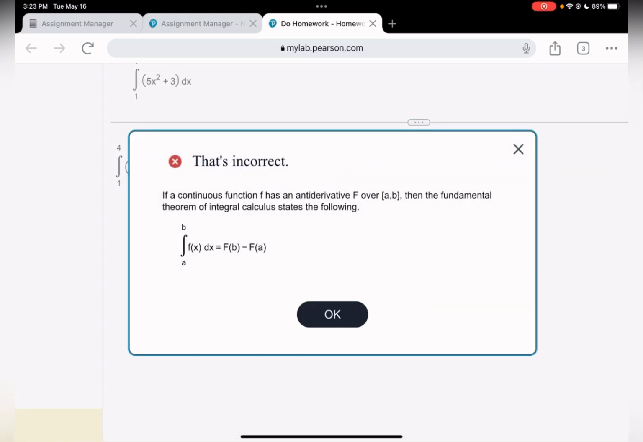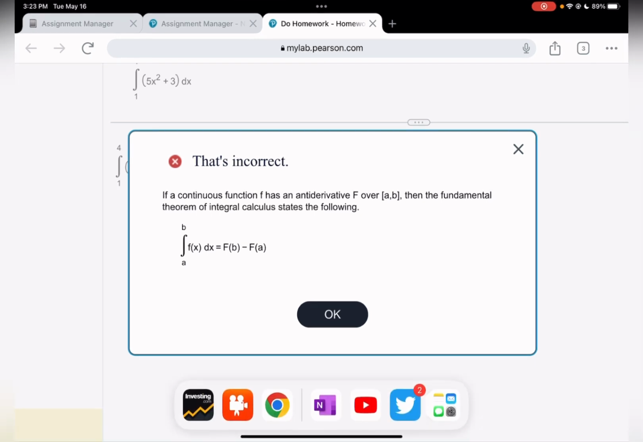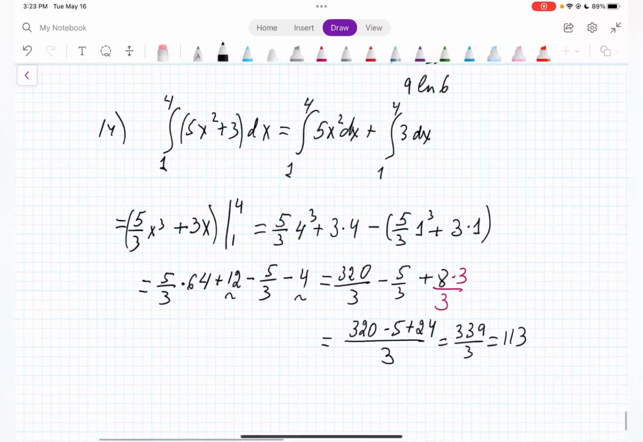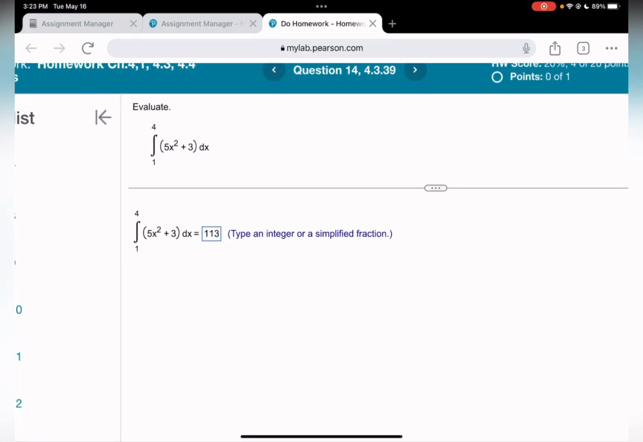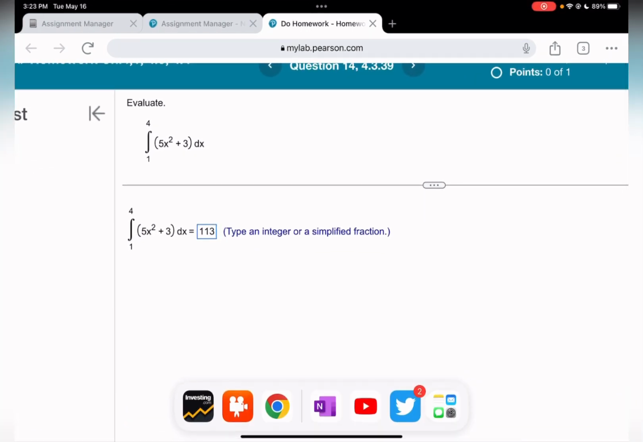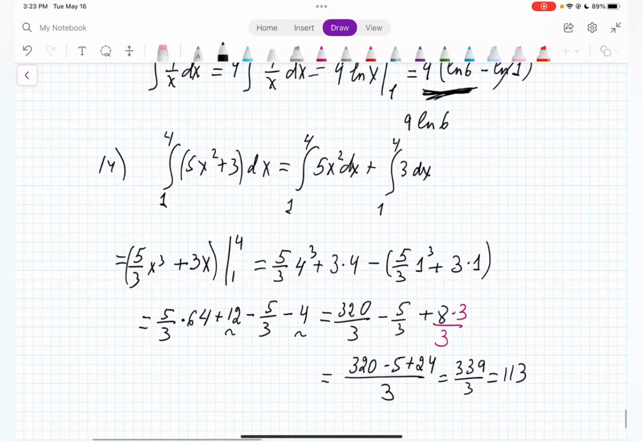Incorrect. Let's go back and check, see what we got. It must be some silly mistake. So first of all, 5x squared plus 3, 5x squared plus 3 and 1 and 4. Okay. Plus 3, 1 and 4. So I'm getting 5 times x cubed over 3, and 5 also stays, right? 5 over 3 x cubed, and then 3 is going to be 3x if you take it out of the integral, so 3x, and it's going to be from 1 to 4.